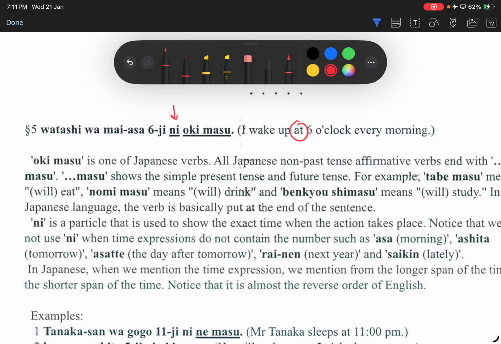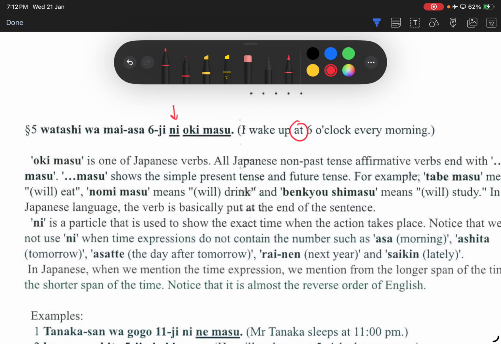So what if I forgot to put this ni or I don't want to put this ni? Right? It will become ambiguous. So it becomes like 6時 okimasu. It's like I wake up at 6. So if you miss out this particle of ni, it will make it sound more ambiguous, like maybe you're just roughly you wake up at 6, like your body clock wake up around 6.